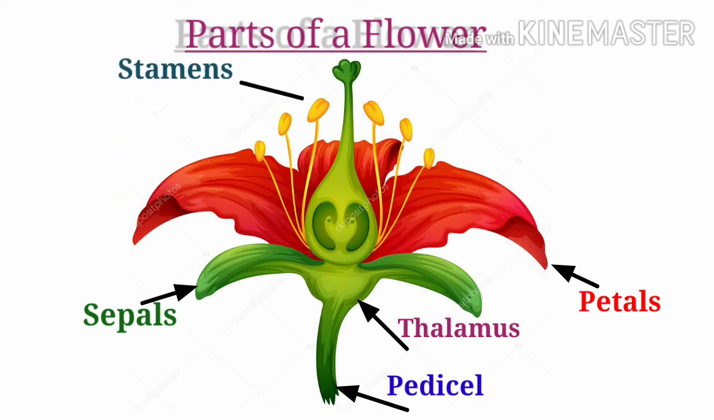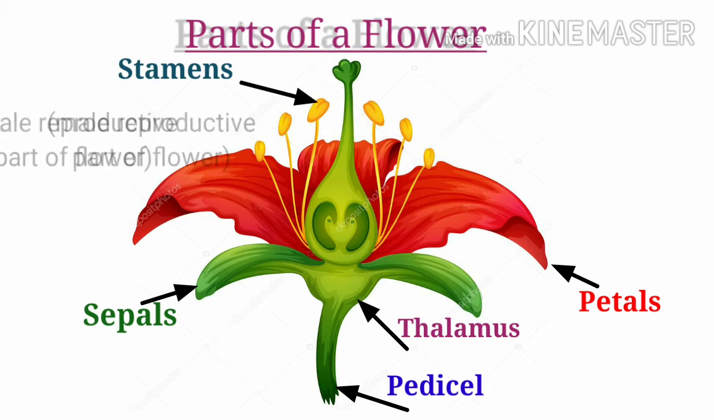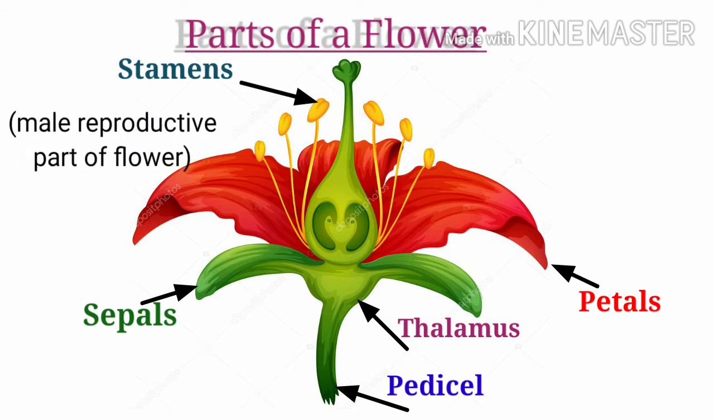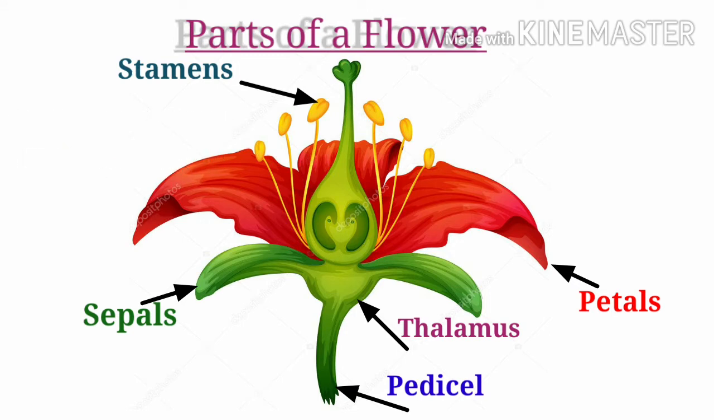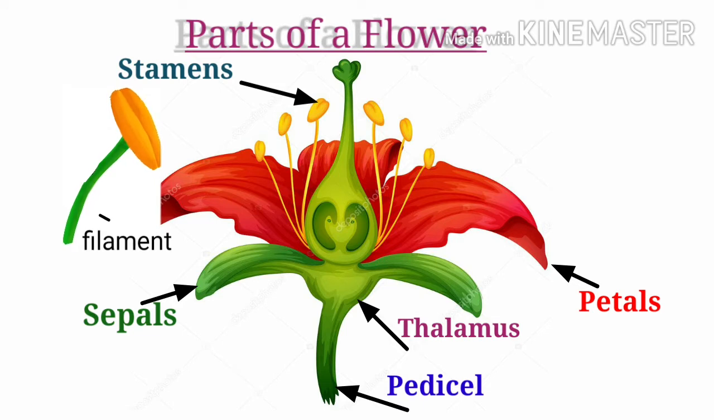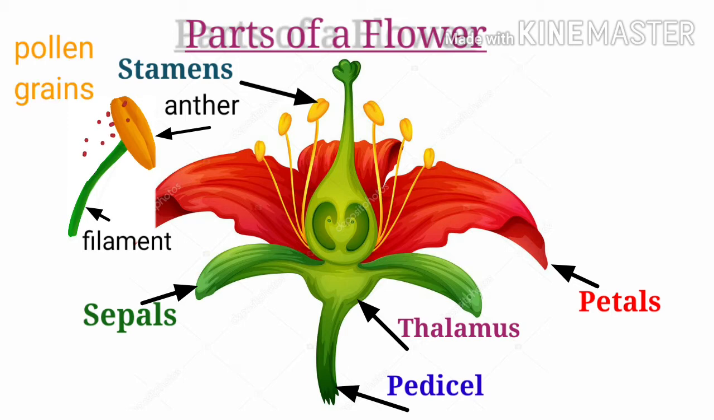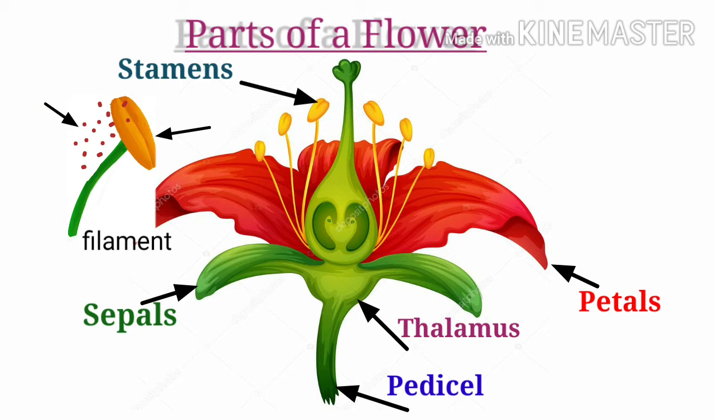Within the petals, there are long, thin and thread-like structures called stamens. These are male reproductive part of a flower. Each stamen consists of a thin green stalk called filament with a bag-like top called anther. The anther carries several pollen grains. Pollen grains are dust-like particles and take part in reproduction.